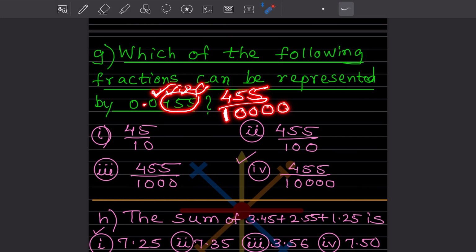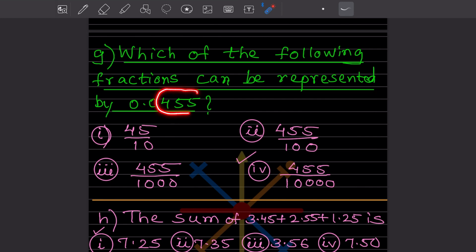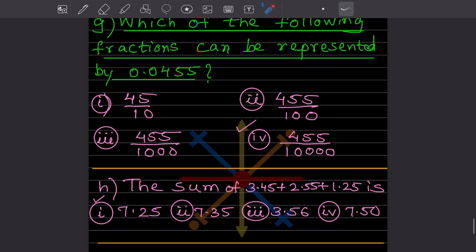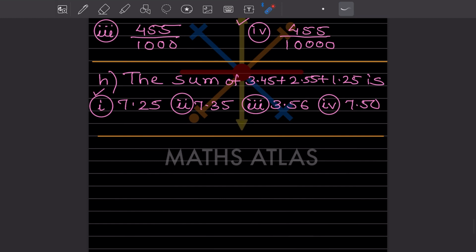So now can you see this option? Where does it say? Yes, it is here. So this is the correct option. Hope you got it. Whatever number you have to write in the numerator, then count the digits after the decimal, and that many zeros should be there. So sum of this will be what? So you are going to add this. You don't need any explanation for this one.